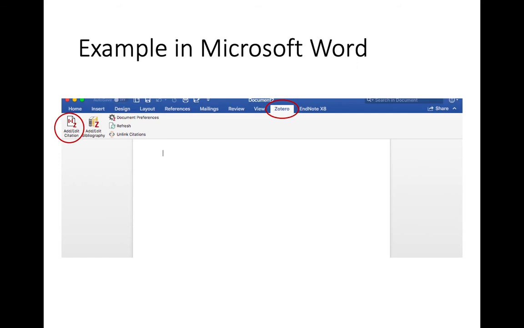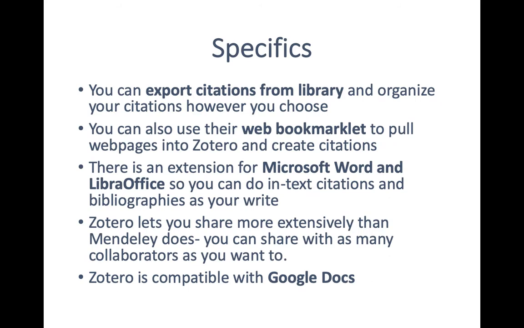Once you're done, you can click the Add Edit Bibliography button. That will then create a bibliography from the in-text citations that you have put in your paper as you've been going. You can also choose the citation style that you would like. APA, I believe, is the default, but there are plenty of other citation styles in there if you need other styles.